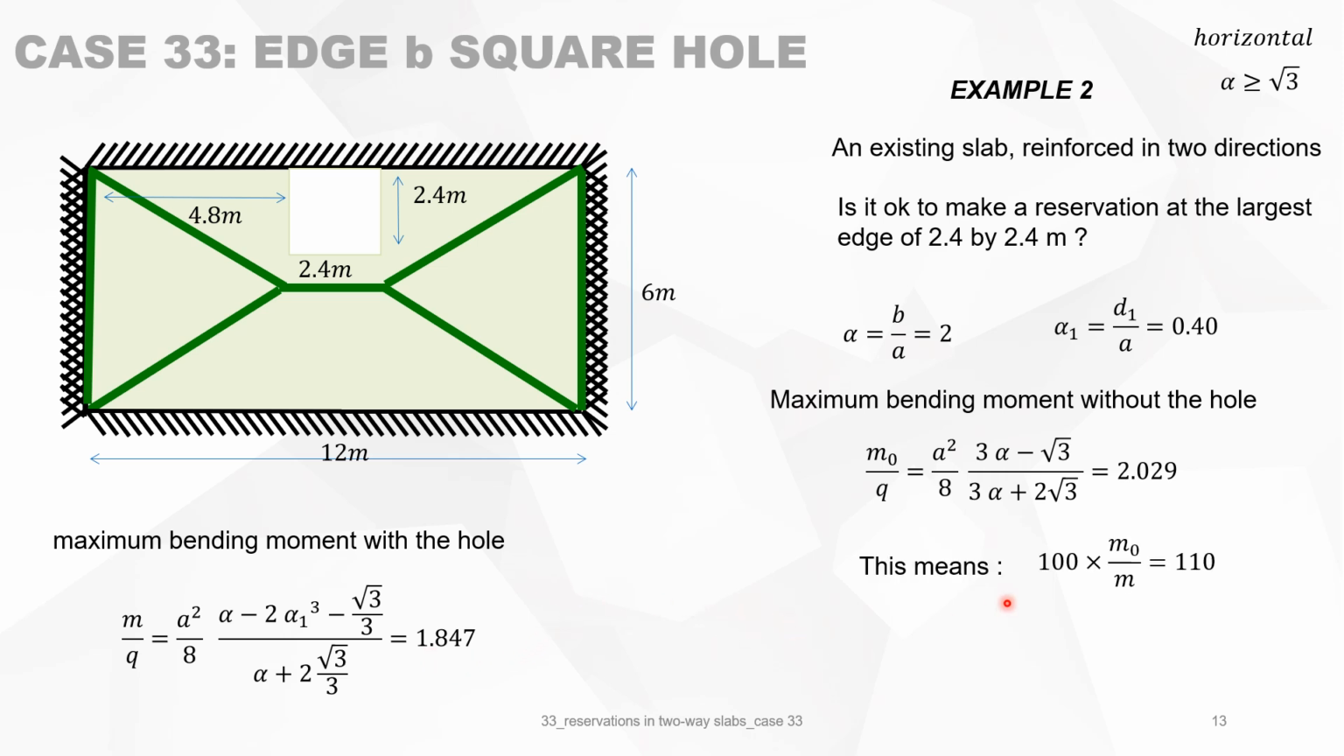This means that the bearing capacity is 100 times m0 divided by m, which is 110. So making a reservation like this leads to no loss in bearing capacity. So you do not have to put more reinforcement in it, you can make this reservation.